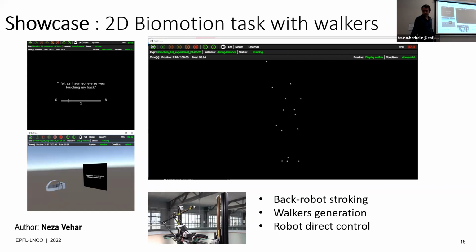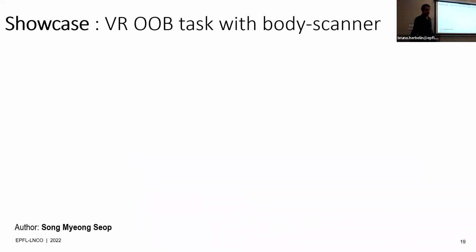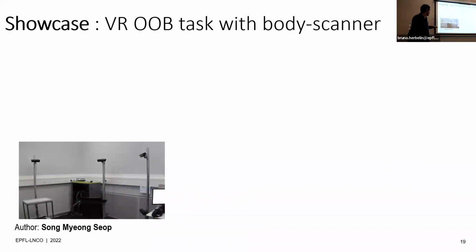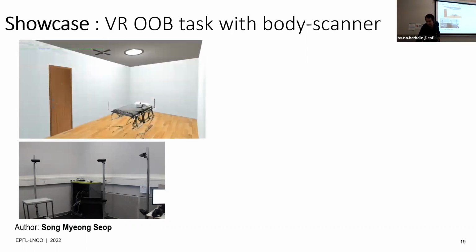back stroking. Okay, so now I will speak about this VR out-of-body task with body scanner. I've been using a system with 10 Kinect version 2. The idea was to get the data from these Kinects, to calibrate them into a unique cloud, and to display it in 3D through the HMD. So basically, you were able to see your own body in real time using this system.